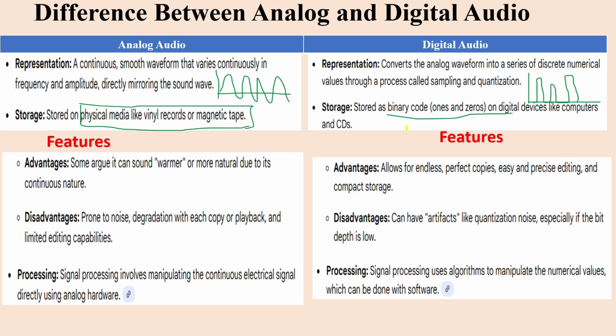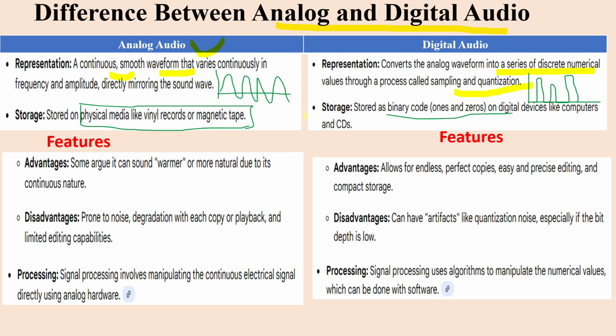Now, what is the difference between the analog and the digital signal? What is an analog signal? It is a continuous, smooth waveform. In a digital audio signal, we convert the analog waveform into a series of discrete numerical values, 0, 1, 0, 1. That process is called sampling and quantization.